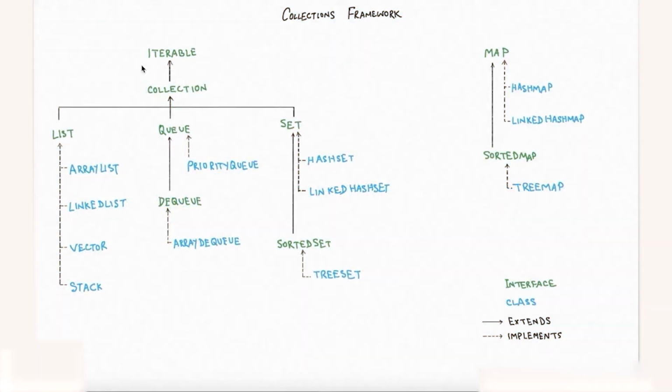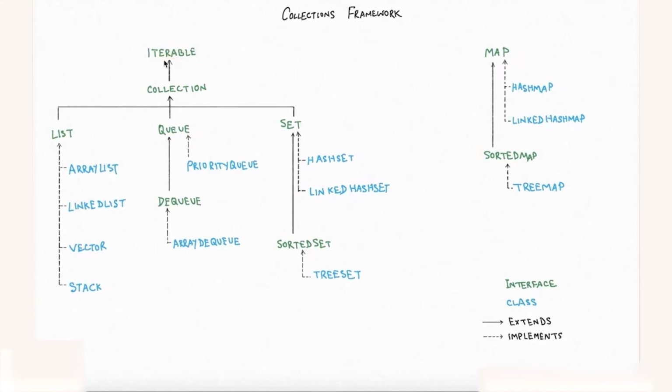This is a simplified view of the collections framework. From this simplified view, we will be looking at iterable, collections, list, queue, set, array list, linked list, vector and stack, priority queue, maps, and hash maps. So let's start with iterable.